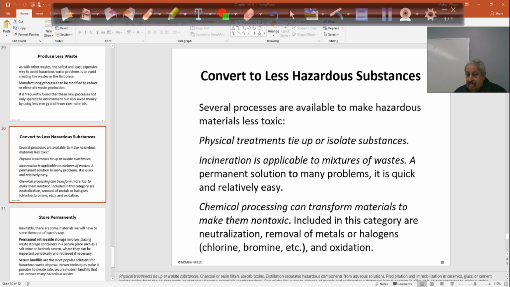Chemical processing, that's a good one. This is really used. You can use chemistry to help you with those toxic materials by converting them to harmless or less toxic material. Chemical processing can transform materials to make them non-toxic. Included in this category are neutralization, removal of metals or halogens, chlorine, bromine, etc., and oxidation.